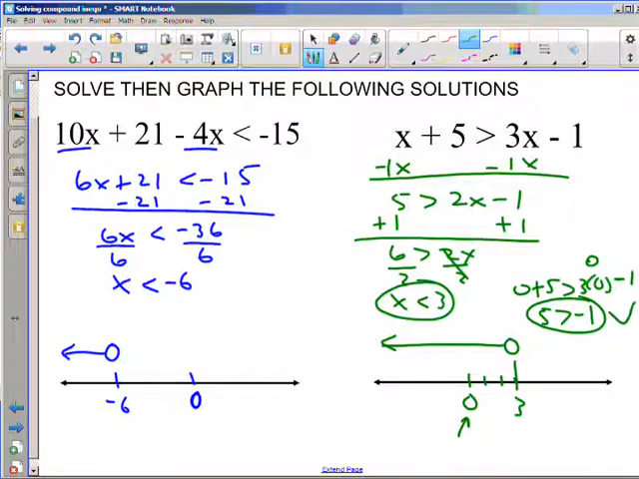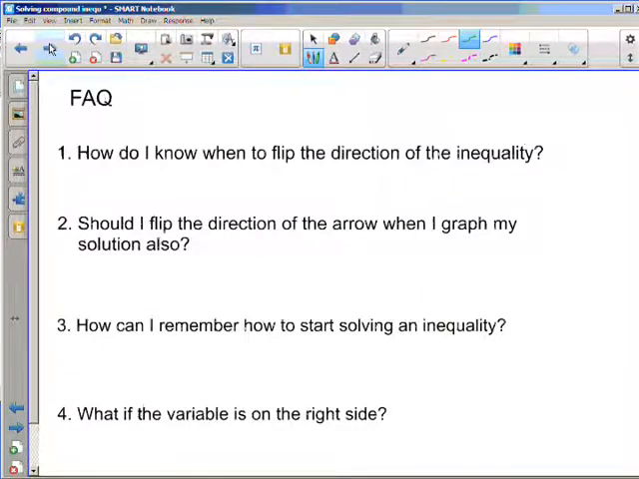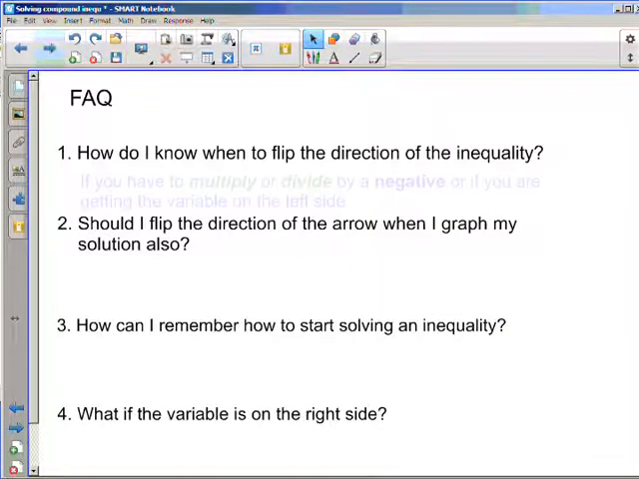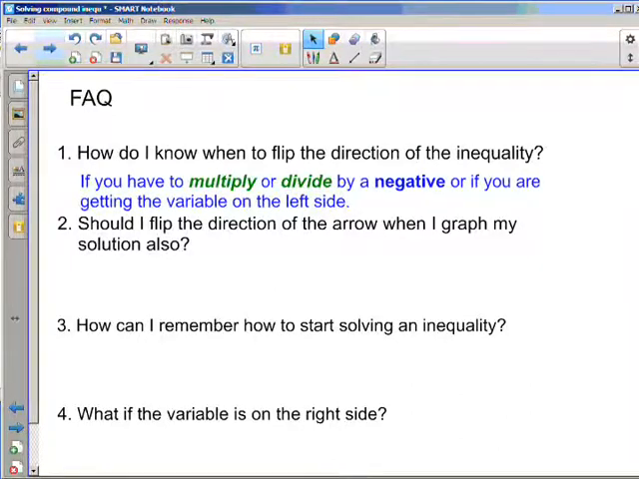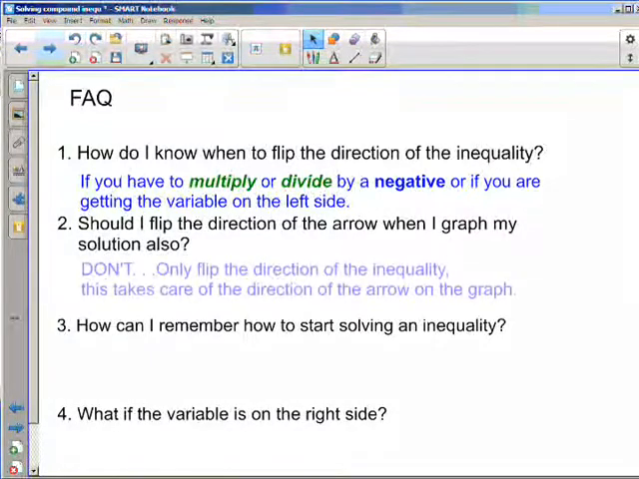So that looks good. Some frequently asked questions, and then we'll do your on your own. How do I know when to flip the direction of the inequality? If you have to multiply or divide by a negative, or if you are getting the variable on the left side from the right side. So if you flip the whole thing, you have to flip the inequality as well. Should I flip the direction of the arrow when I go to graph my solution? Don't. Only flip the direction of the inequality, then graph that inequality the way you would even if you didn't have to flip it.